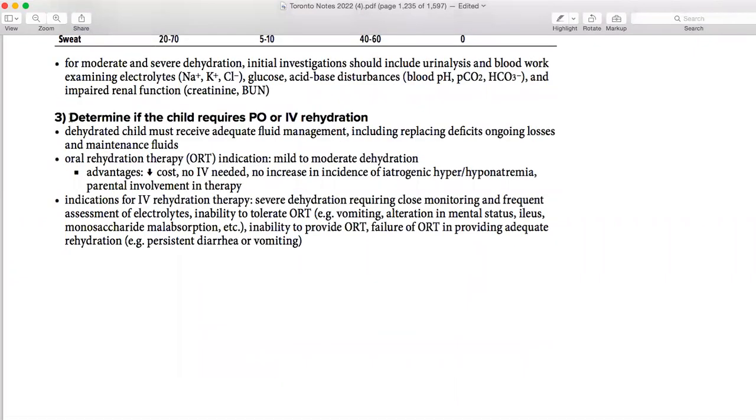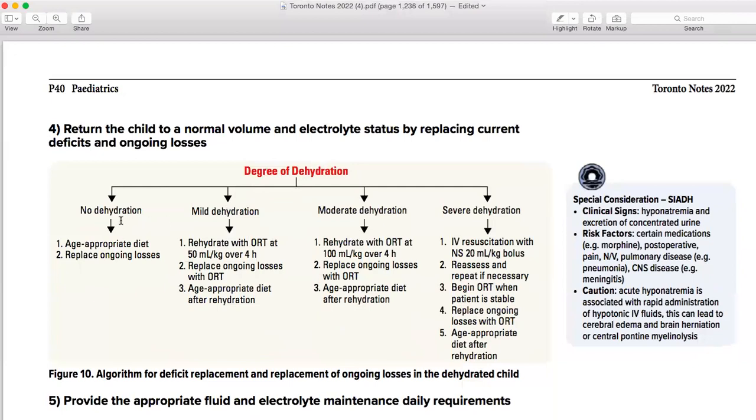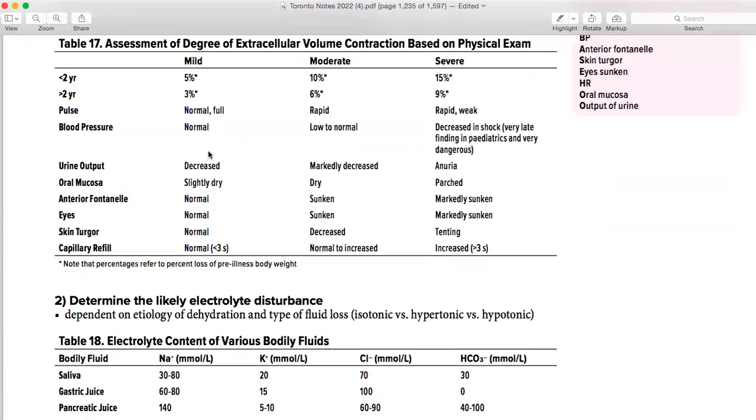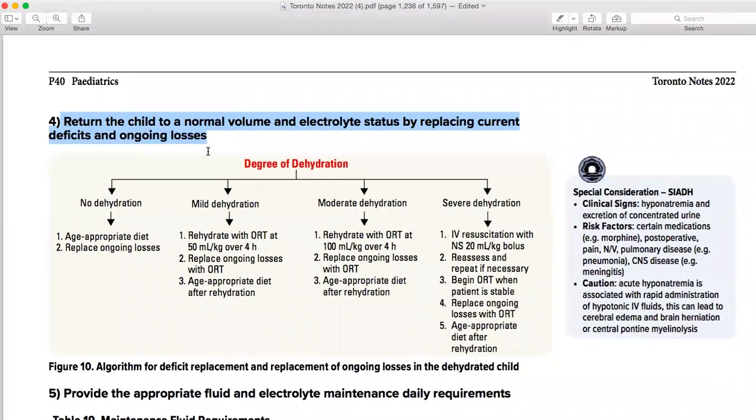On the next one, what you are going to do is determine if the child requires per oral or IV. How are you going to check it? There is a table, I'll show you. Then you have to see the degree of dehydration, no dehydration. We will check this one. Then you need to return the child to a normal value and electrolyte status by replacing the current deficit. On the basis of that, you determine what the patient needs, and then you treat the dehydration accordingly.